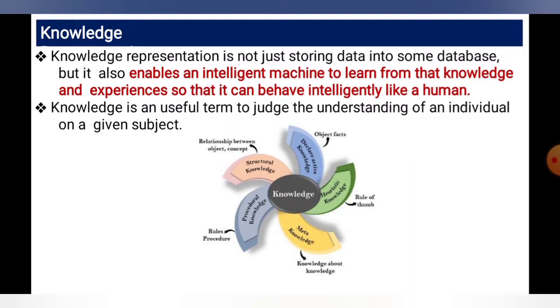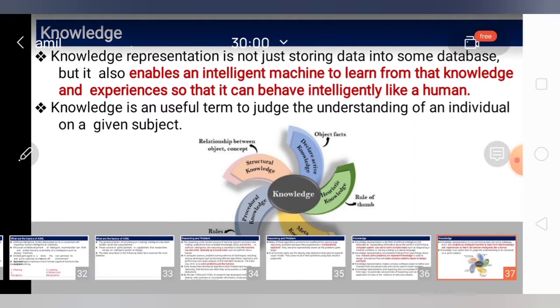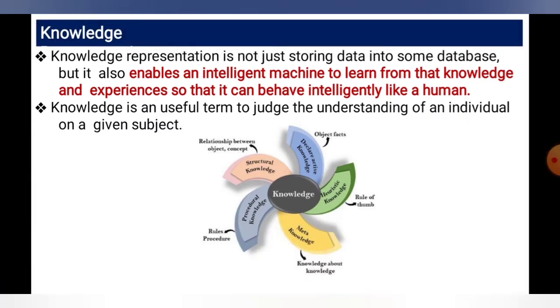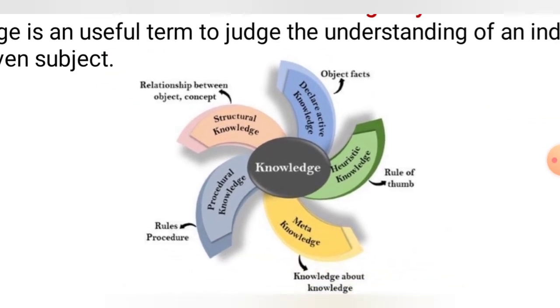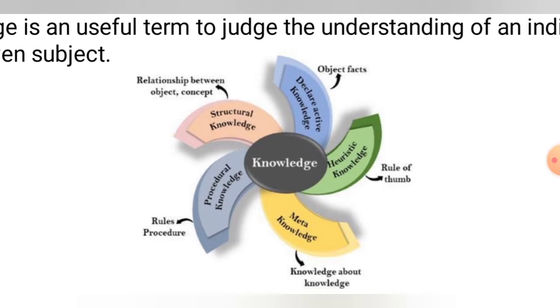So knowledge representation is not just storing data in some database, but it also enables an intelligent machine to learn from knowledge and experience so that it can behave intelligently like a human. Knowledge is a useful term to judge the understanding of an individual on a given subject. Explaining the knowledge figure here, knowledge is in the center. First is structural knowledge, the relationship between objects and concepts. This is structural knowledge, meaning it has some sort of outline or structure body.